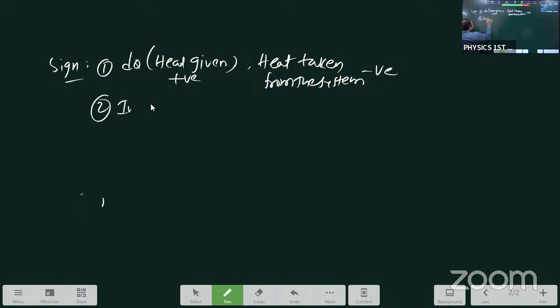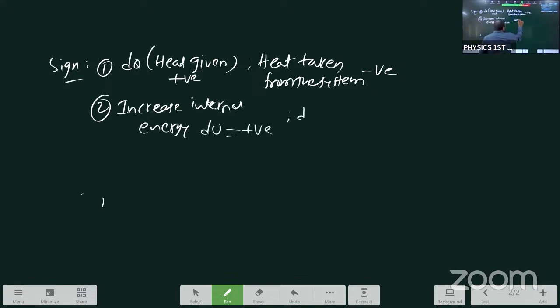Increase in internal energy: du is positive. Energy increased, positive. Decreased, negative. First one, heat given plus, heat taken from the system minus. Increase in internal energy plus, decrease in internal energy minus.